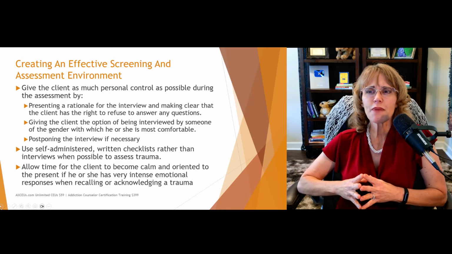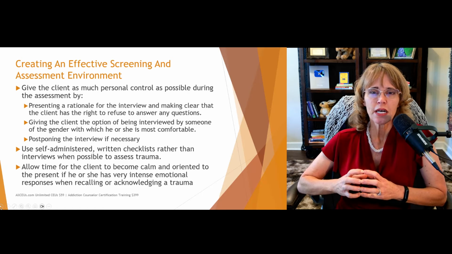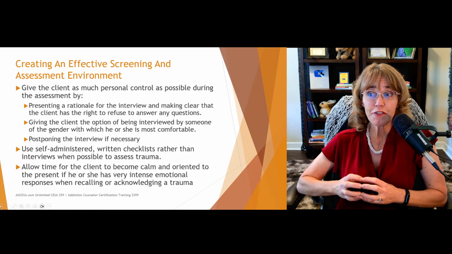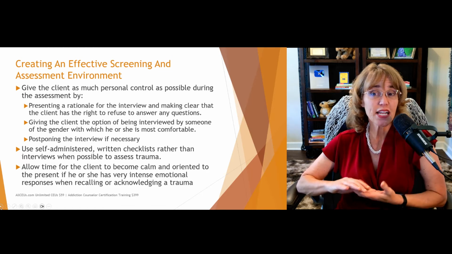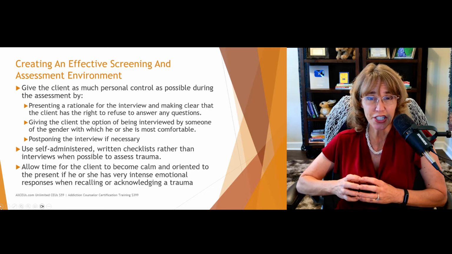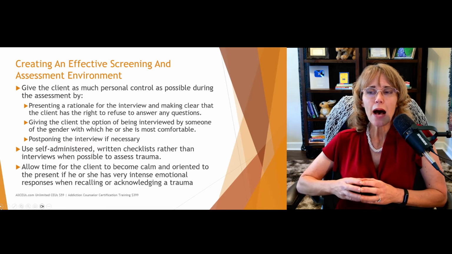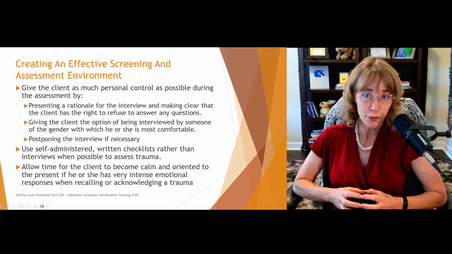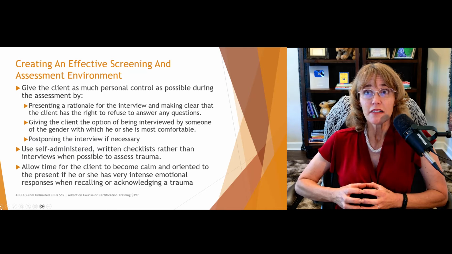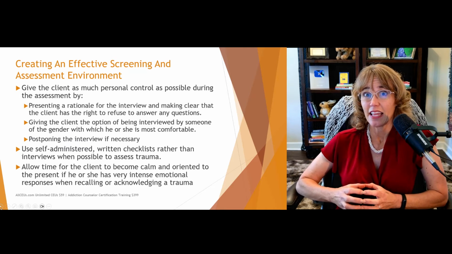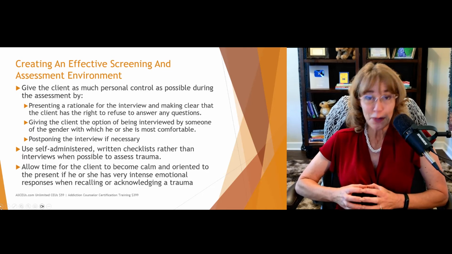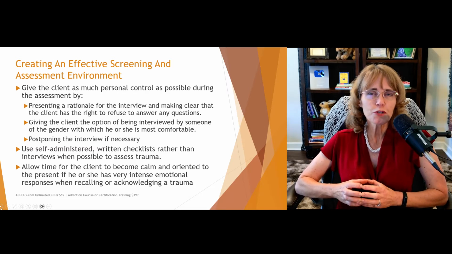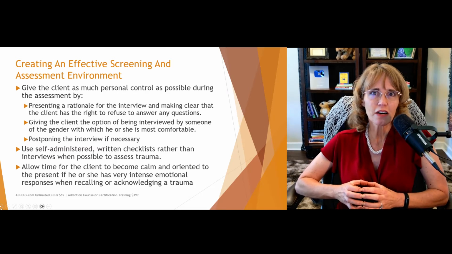Give the person as much personal control as possible by presenting a rationale for the interview and making clear that the person has the right to refuse to answer any questions. Give the person the option of being interviewed by someone of the gender with which they are most comfortable. If they were abused by a female person and you happen to be a female person, then they may not feel comfortable talking to you, even if they are also female.